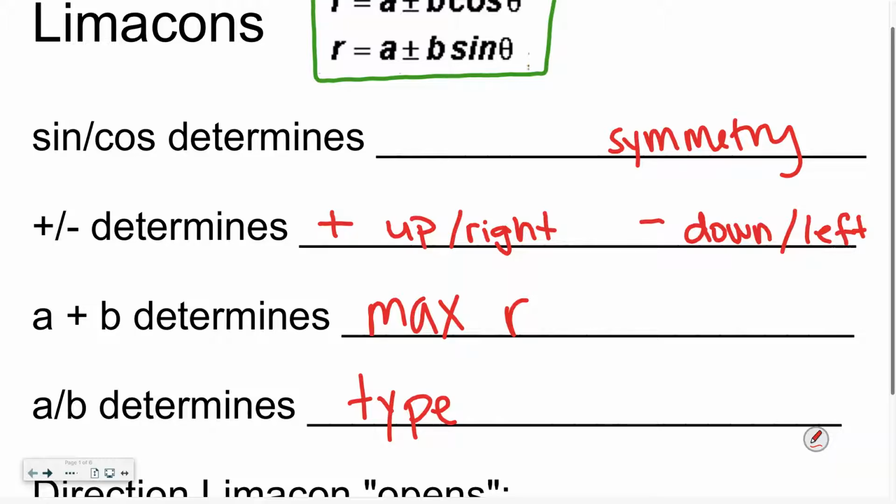What's nice about limaçons is we are always going to plug in the same theta values. When we graphed roses, we plugged in 0, and then we had to figure out where the petals are. With limaçons, we're just going to plug in the same values every time. So the thought process is easier there, but we do need to be able to determine the type. There are 4 different types.